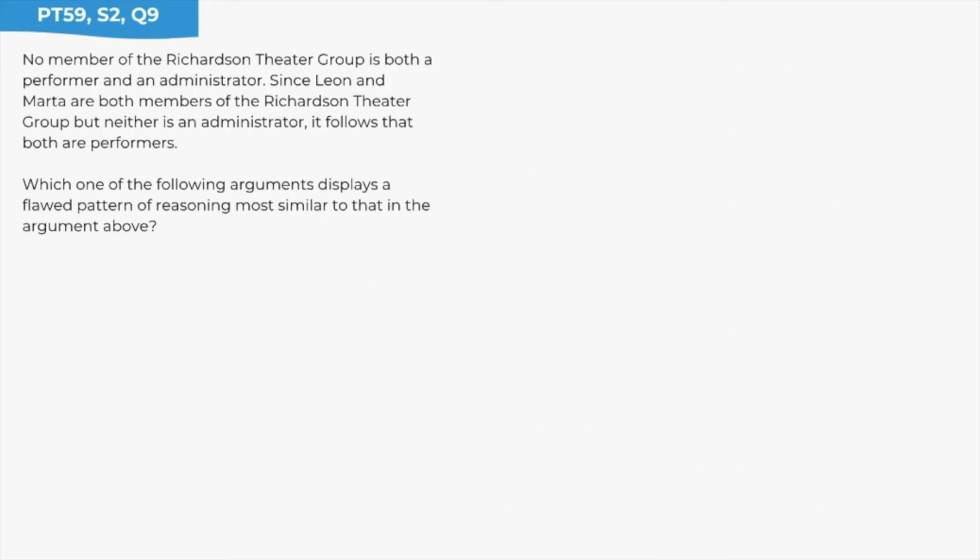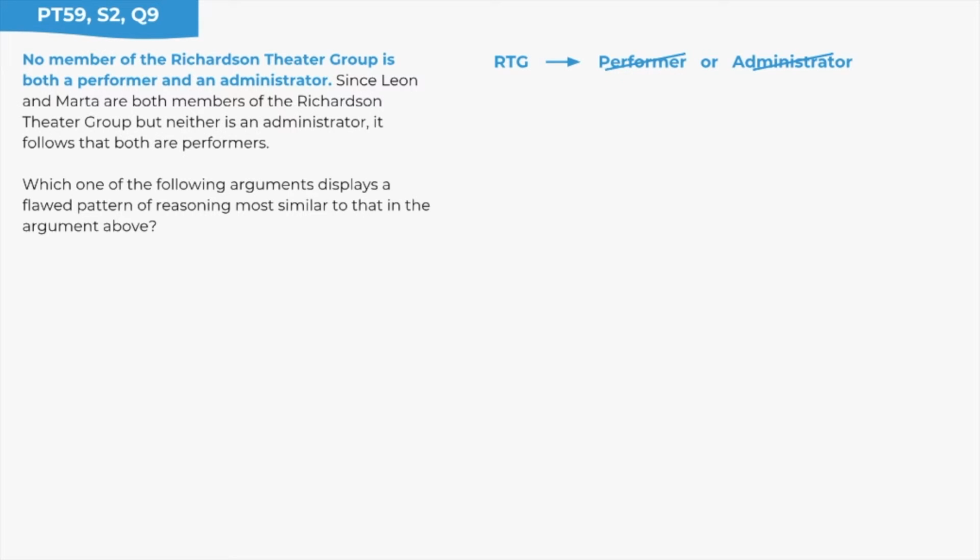So let's first take a look at the stimulus itself and see if we can figure out what is the flawed pattern of reasoning that we're trying to parallel in this question. The first premise tells us that no member of the Richardson Theater Group is both a performer and an administrator. So if you're a member of the Richardson Theater Group, you cannot be both. And not being both means that either you're not a performer or you're not an administrator. It's possible that you're neither, but it's definitely not the case that you're both. So not being both means lacking one or else the other.